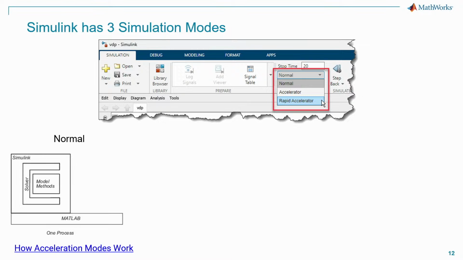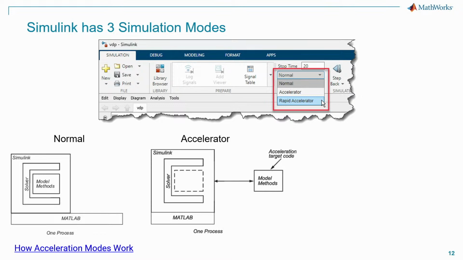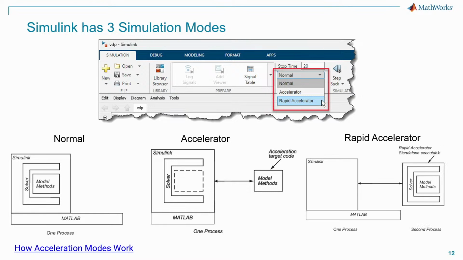In normal mode, Simulink is all running inside of MATLAB in what we call an interpreted mode. Because it's interpreted, it's usually very quick to start, but it can take longer to run than some of the other modes that we'll show later. Accelerator mode will take the model methods, basically what you've drawn in your block diagram, and compile that piece into a separate thing that we will run. Because this part is compiled, it will take a little bit longer to compile, but it'll usually run faster than normal mode.